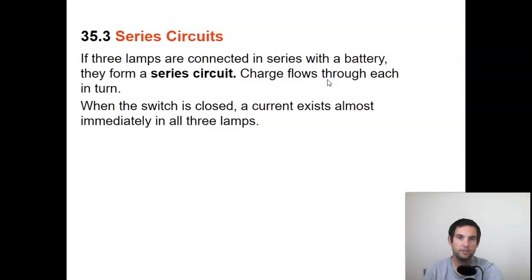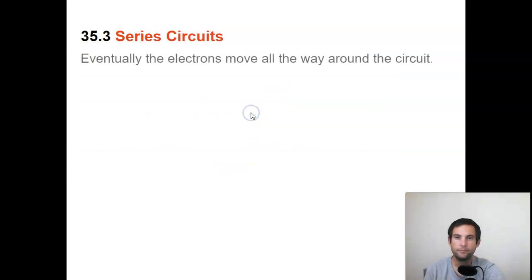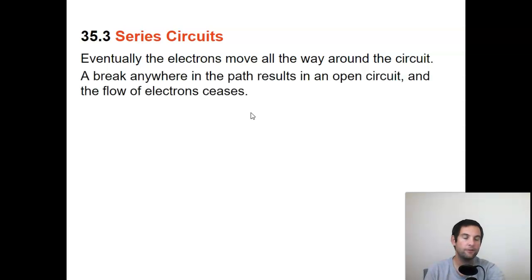When the switch is closed, the current exists almost immediately in all 3 lamps. The current does not pile up in any lamp, but it will flow through each lamp. Electrons in all parts of the circuits begin to move at once. Eventually, the electrons move all the way around the circuit.